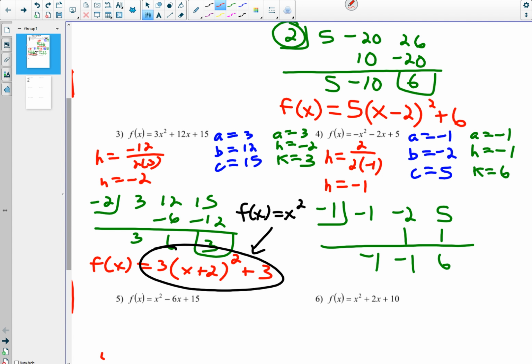so we end up with f of x is equal to, when a is negative 1, what goes outside of the parentheses? Just a negative. Negative parentheses. What's going to go in the parentheses? X plus 1. And don't forget the square. And then.